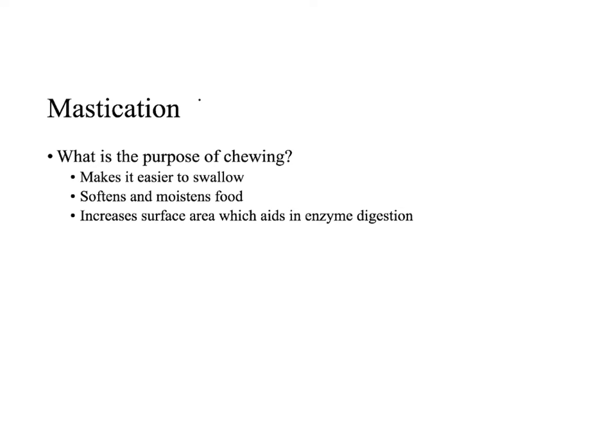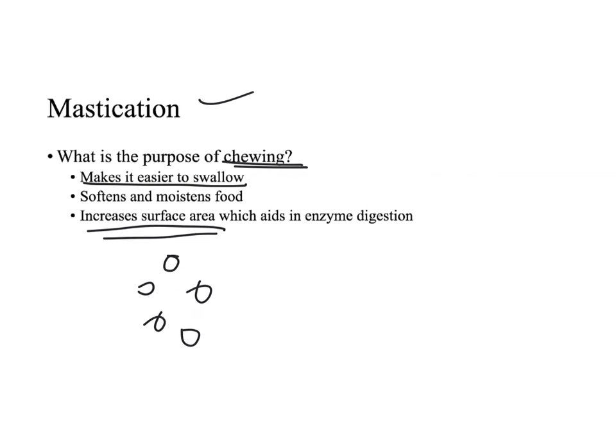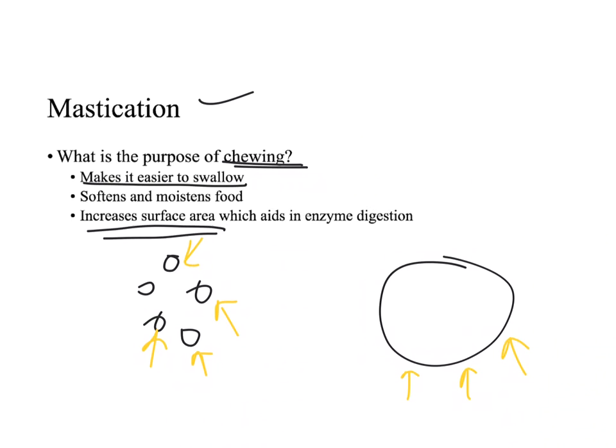Okay, then mastication is the last slide. So mastication is all about chewing. The purpose of chewing is to make it easier to swallow the food. It's going to break it into little pieces. And what that does is it increases the surface area so that enzymes can get in and start digesting it. If it was one big clump like this, the enzymes would just have to pick away from the outside. But we want them to be able to come in from all sides and start breaking things down. The next thing that it does is it also softens and moistens the food. So all that makes it easier to swallow.